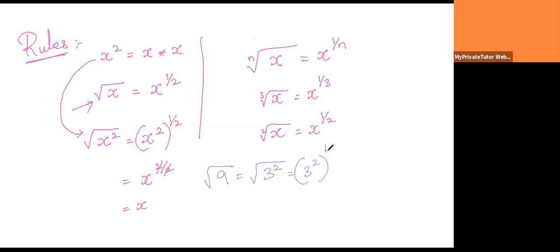The exponent becomes 1 by 2. So 2 by 2 cancels out, isn't it? So we'll get the answer as 3 power 1, which is 3. So this is the actual method, or a rule, to find the square root.